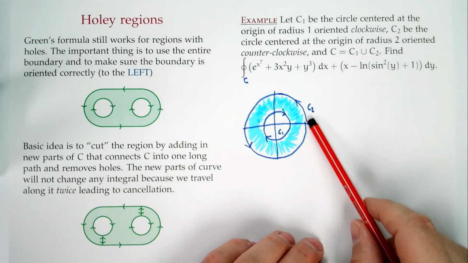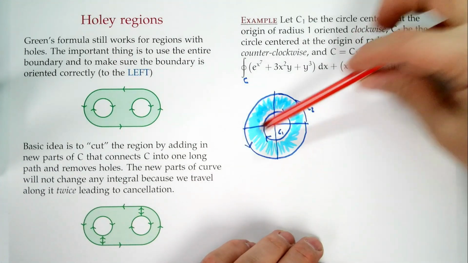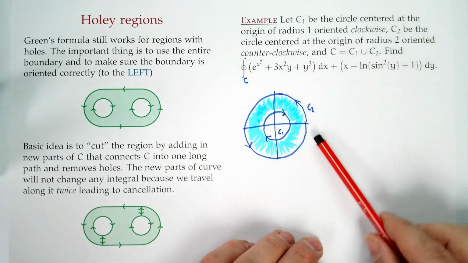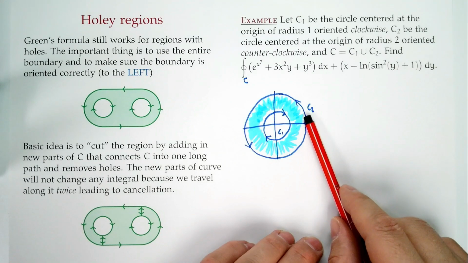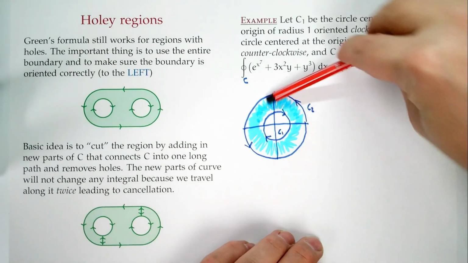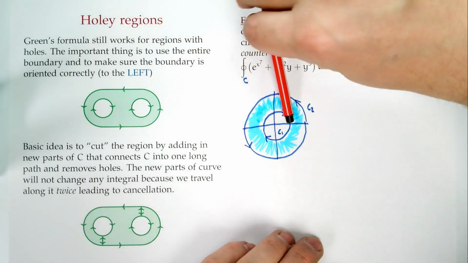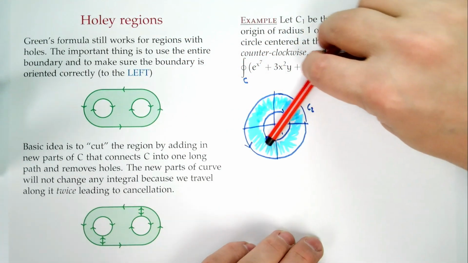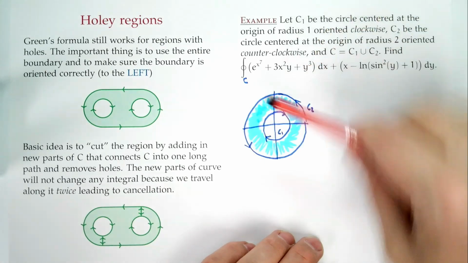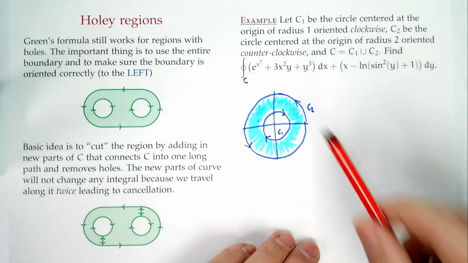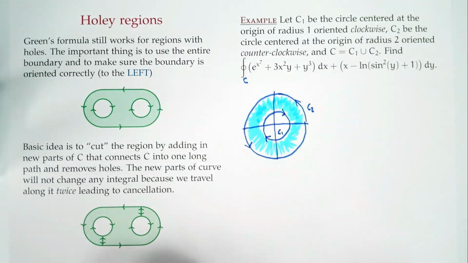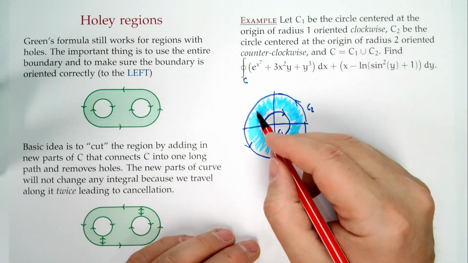So as I walk along the outside, the region's on this side. So it's to the left. So as we say, when we say to the left, it's like follow the curve. If you turn to the left, you're going to walk in. On the inner curve, as we walk along, if we turn to our left, we're going to go, again, into our region. So this is the right orientation. So we're going to call this R.